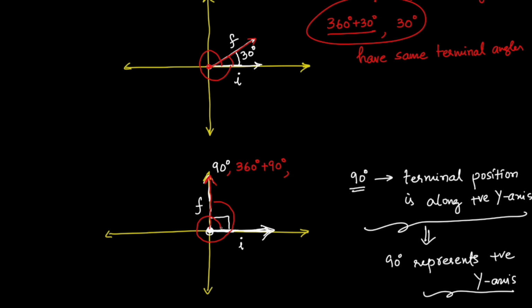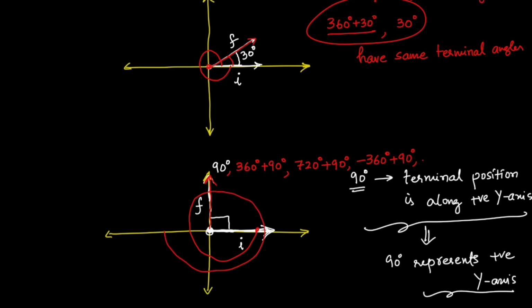Like this, how many angles can I get with the positive y-axis as the terminal position? Maybe some of us will say, why one full rotation only? We can take two full rotations and then an extra 90 degrees. So two full rotations mean 360 plus 360, which is 720 degrees, plus 90 degrees. For this also the terminal position would be along the y-axis. Clockwise 360, and then from there plus 90, so minus 360 degrees plus 90. For this also the terminal position would be the positive direction of the y-axis. Or we can go two full rotations anti-clockwise, so that is minus 720.